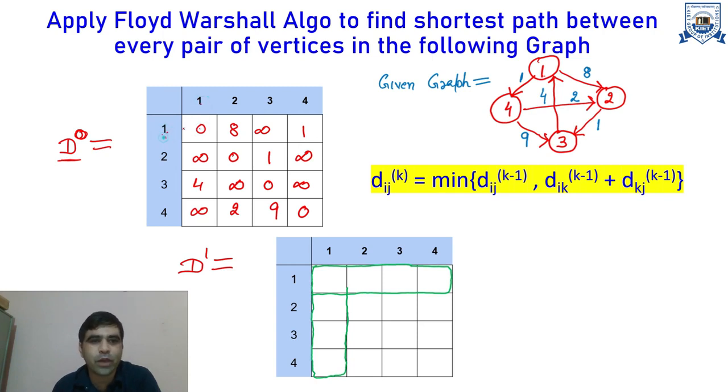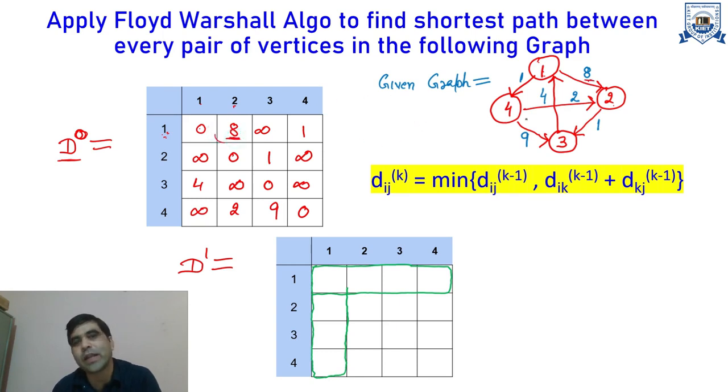Now from vertex 1 to vertex 2. When you want to fill this value 1 to 2, you look at the graph to see if there is any edge. If there is a direct path between vertex 1 and vertex 2, then we'll write the weight of this edge, which is 8. So we simply write 8 here.